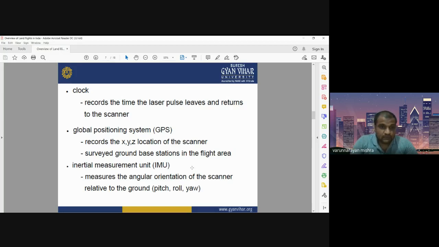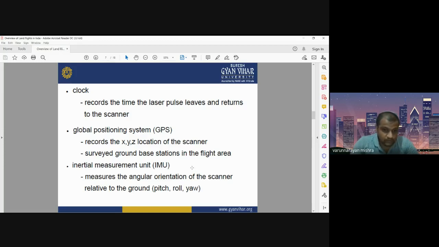So these are very high precision clocks. These are very high precision clocks, and they are very much different from the normal clock whatever we use. Okay, it can provide you data up to one part in 1000 or 10,000 of a second. It can very precisely measure the time the laser pulse leaves the system and when it returns back to the system and is captured by the receiver.